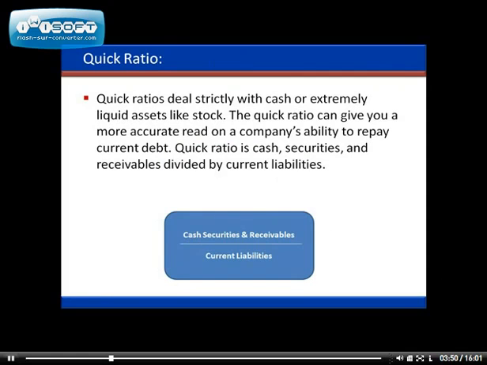The quick ratio deals strictly with cash or extremely liquid assets like stock. The quick ratio can give you a more accurate read on a company's ability to repay current debt. Quick ratio is cash, securities, and receivables divided by current liabilities.